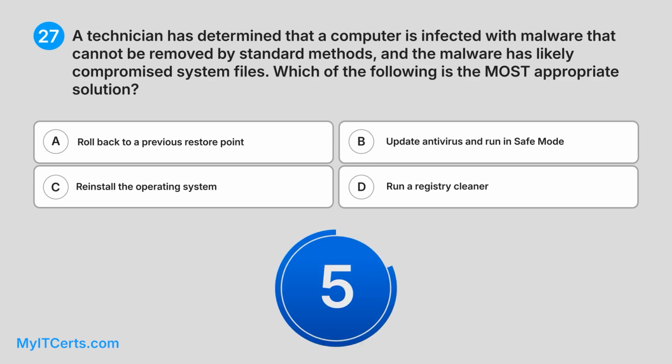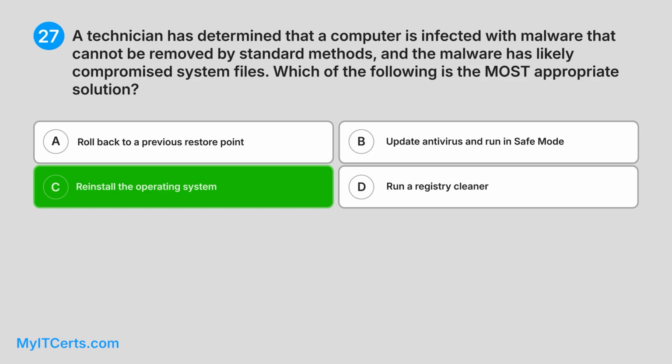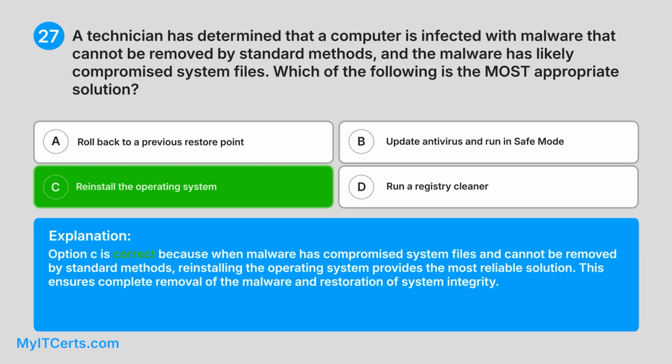Do you know the answer? Correct answer. C. Reinstall the operating system. Explanation. Option C is correct because when malware has compromised system files and cannot be removed by standard methods, reinstalling the operating system provides the most reliable solution. This ensures complete removal of the malware and restoration of system integrity.